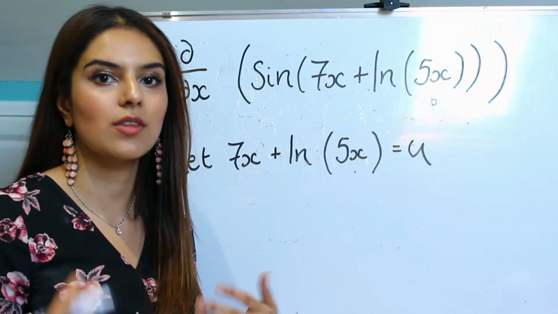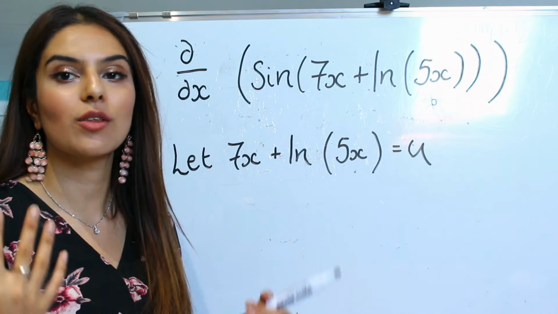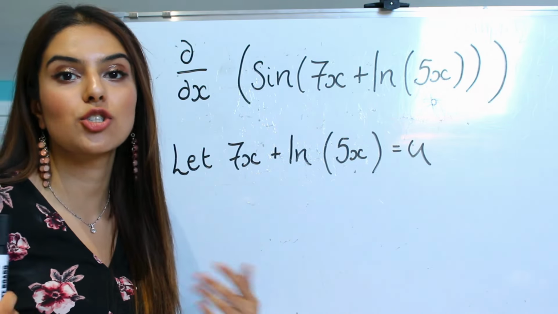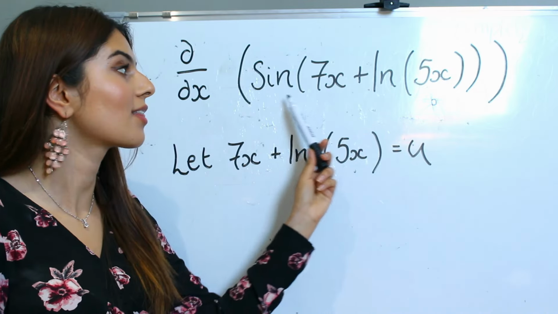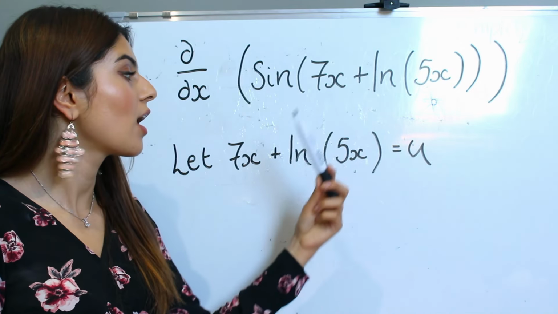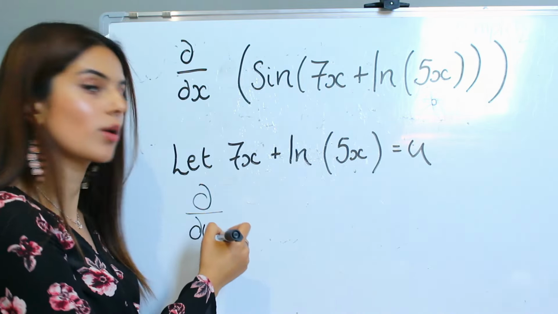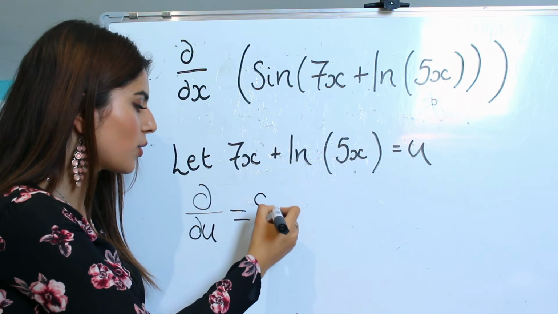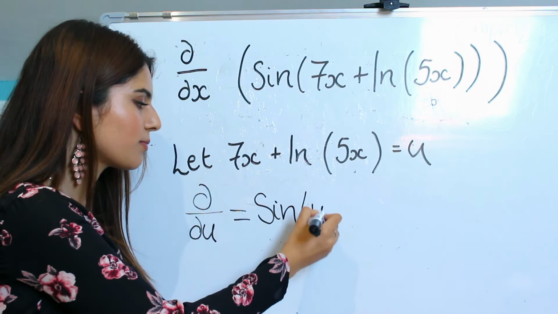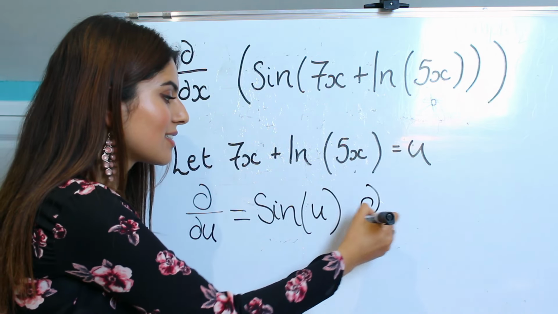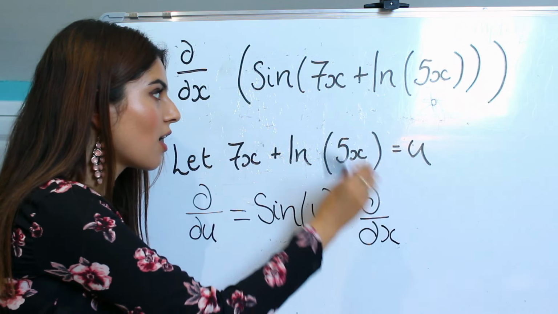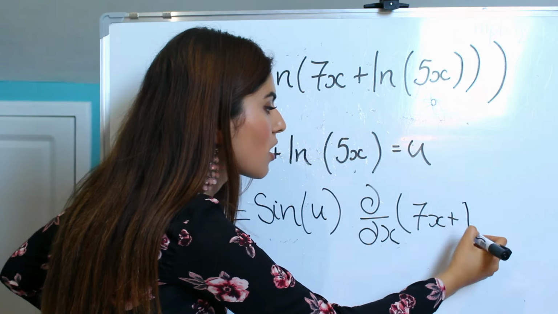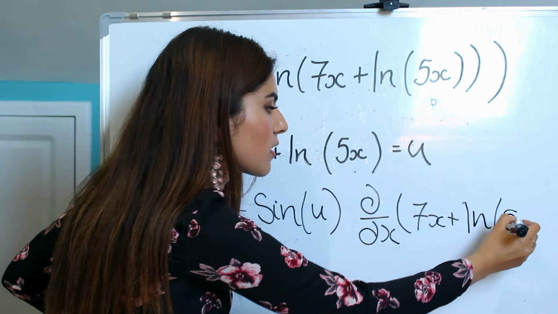So now that we've dealt with the square root, we have to deal with all the stuff that's inside. So what we do is we have to do the chain rule again. We're going to make this part into u. Then we're going to differentiate in terms of u, so it'd be d over du of sine u, and du over dx of all of this right here, so that's 7x plus logarithm 5x.